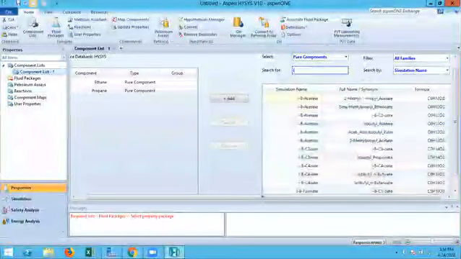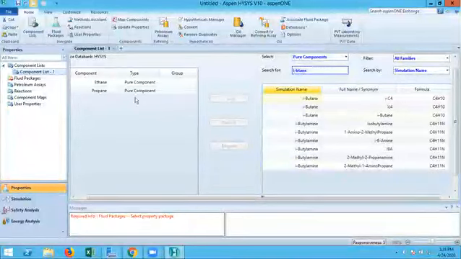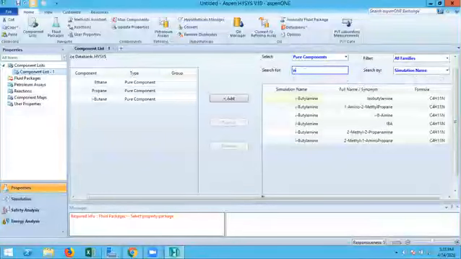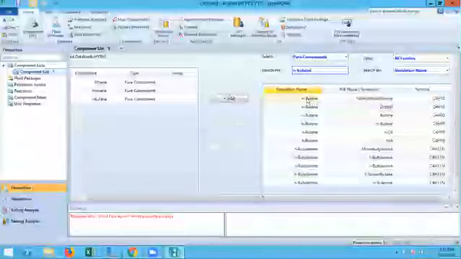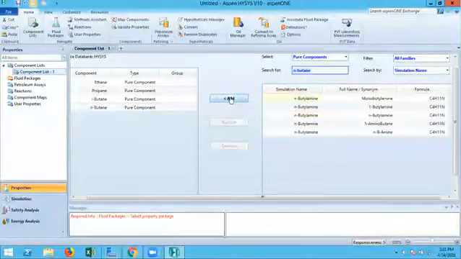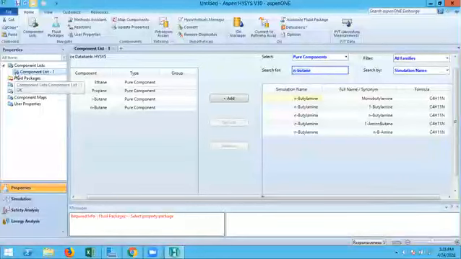Then I have isobutane. Again, it's here, I will add it, and it will appear here. And finally, normal butane. That's the normal butane here, and I will select it. You can see that this folder has now become blue, which means that it has been defined successfully.